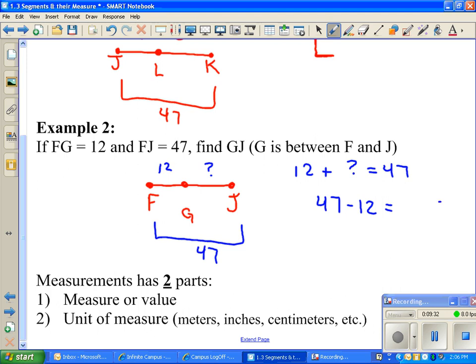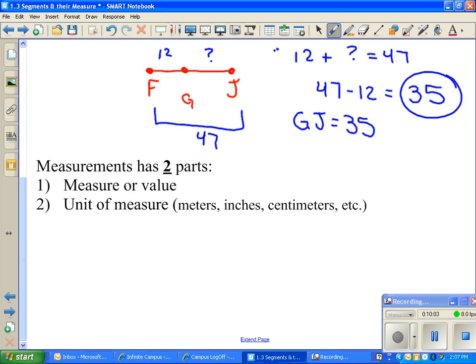What's 7 minus 2? 5, and then 4 minus 1 is 3. So GJ, the length of GJ is 35 units, whatever units. Does that make sense? That's the segment addition postulate right here. He just solved for the missing piece.